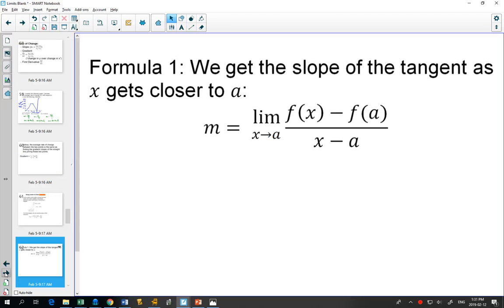Formula number 1. If I want to find the slope of the tangent as x gets close to a, I can make a limit saying I want my x value to get close to a. If I do that, what happens on the bottom? Currently dividing by 0, which is not allowed. But if we use our skills that we've learned so far with limits, maybe we can evaluate this limit. And if we can evaluate this limit, we can find the actual slope of the tangent line at that point.